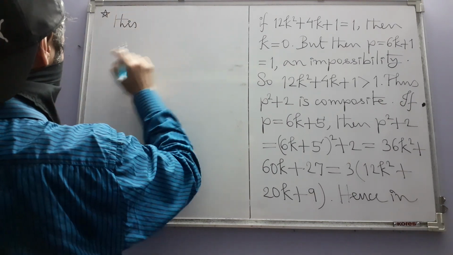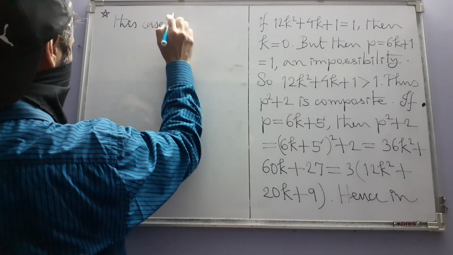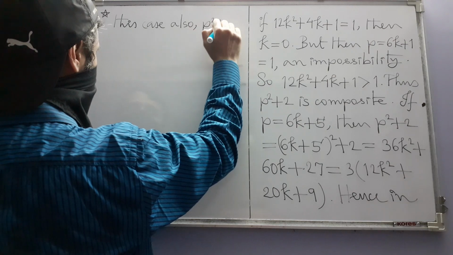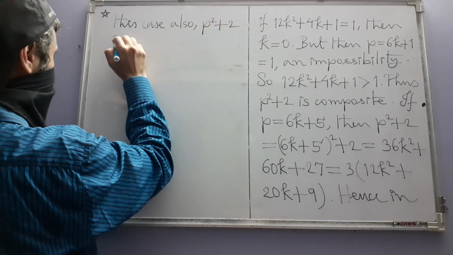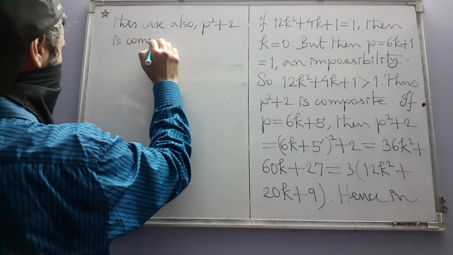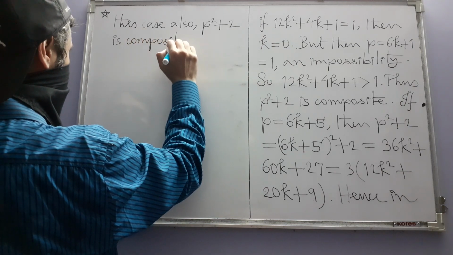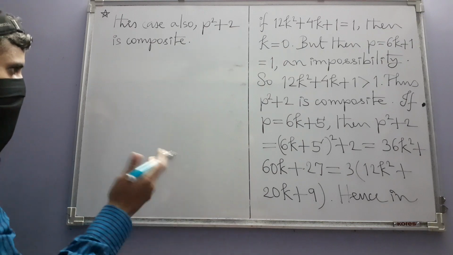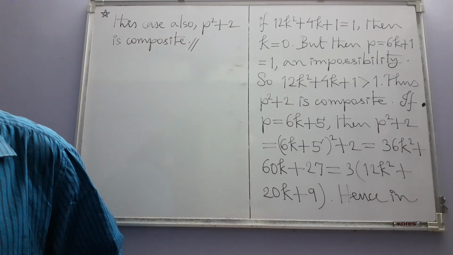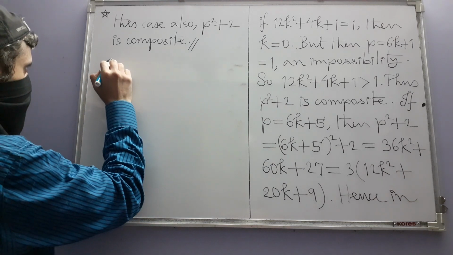So in this case also, p square plus 2 is composite, and that's it. That is the solution. So let's see another one. Right, this one has 2 parts.